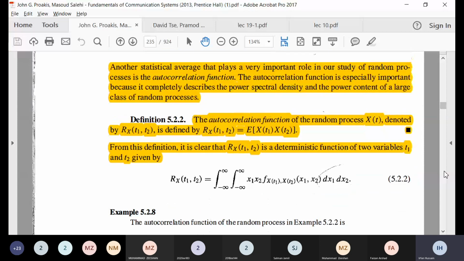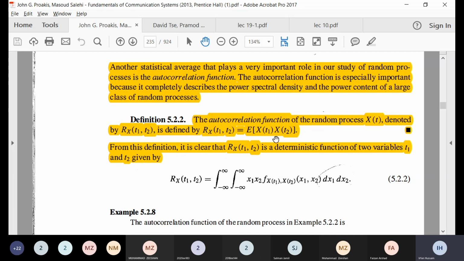All right, another definition, very, very important, is autocorrelation. Salman sir, have you studied autocorrelation in the previous course? Autocorrelation of a random process? Yes sir, we did.